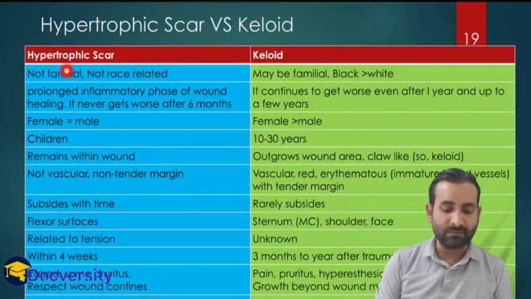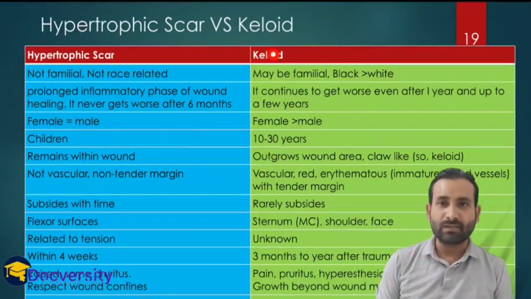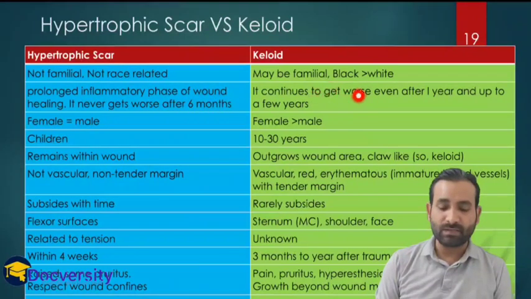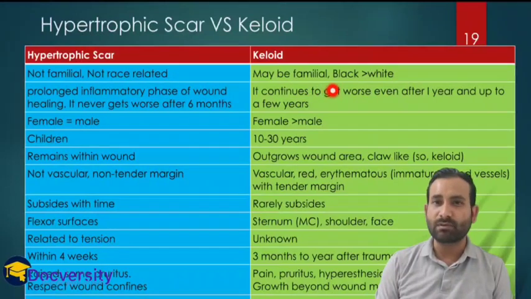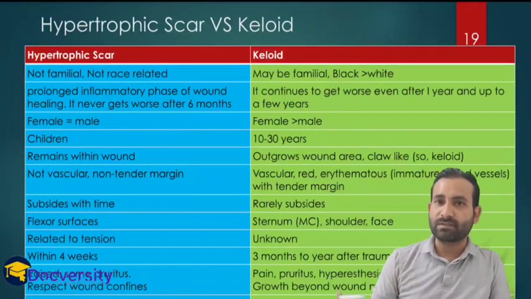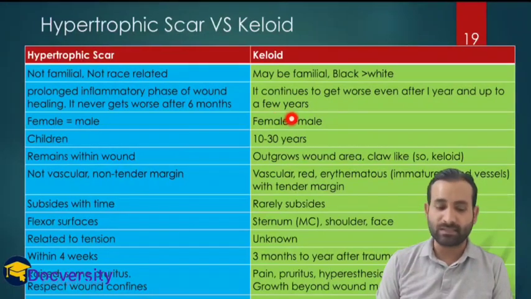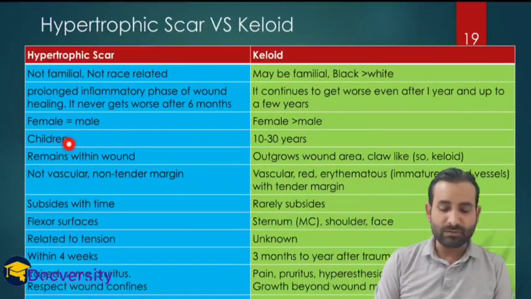Hypertrophic scar is not familial, not race related, but keloid is familial and race related, like in the black race it is common, right? And in hypertrophic scar, we have the prolonged inflammatory phase of the wound healing, and it does not get worse after 6 months. Here also in the keloid we have the prolonged inflammatory phase, but it gets worse after the 6 months, or it goes to years and years, right? So in the hypertrophic scar, male and female are equally affected, but in the keloid, the female has more chances than male. And hypertrophic scar was common in children, but keloid was common in adults, we discussed, right?